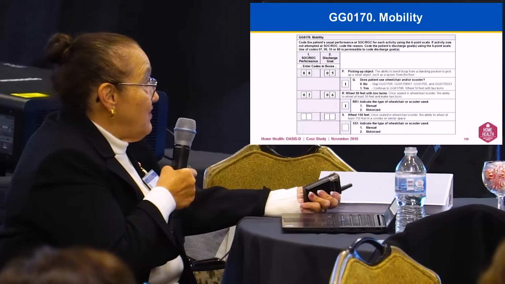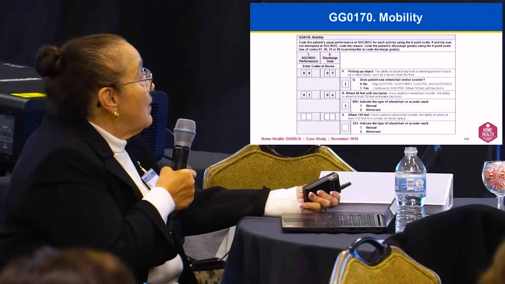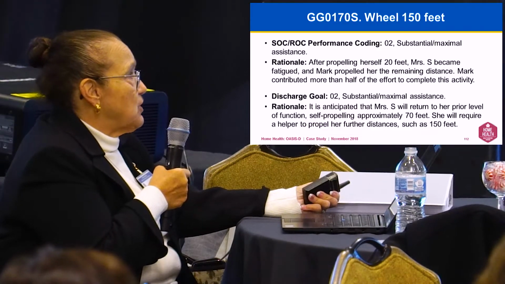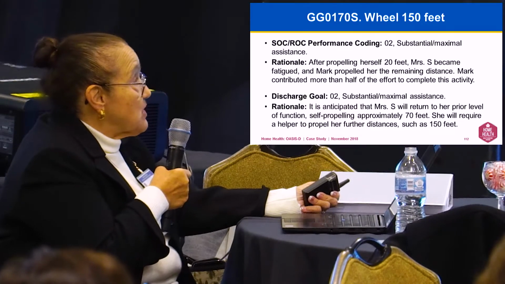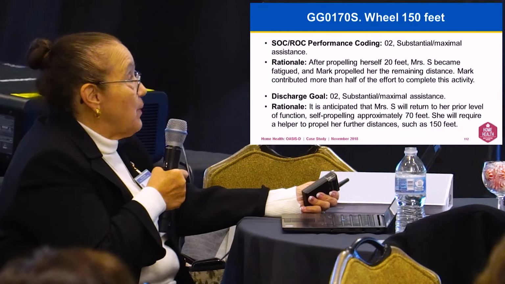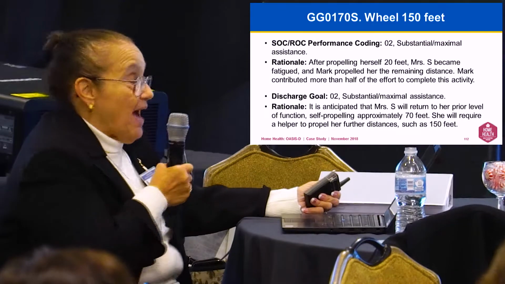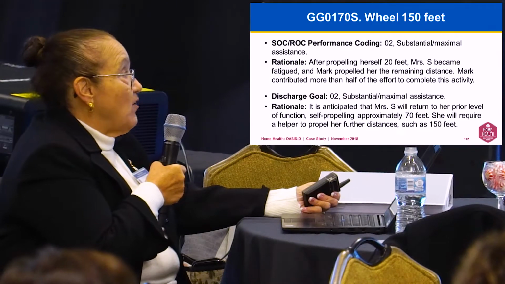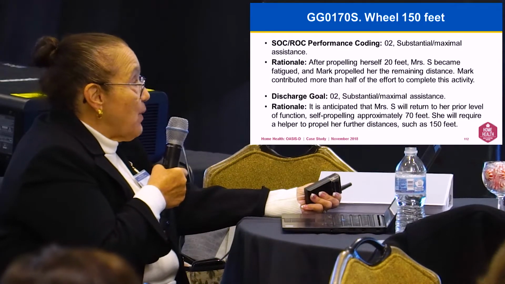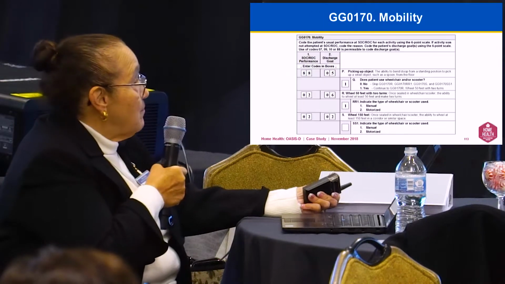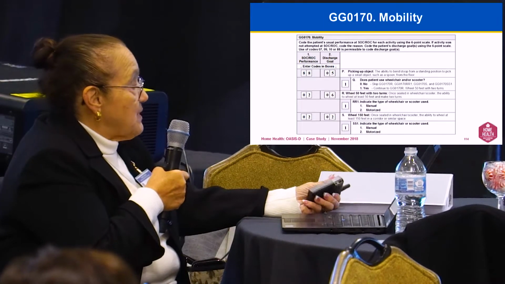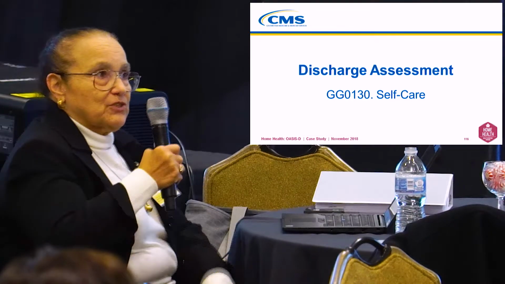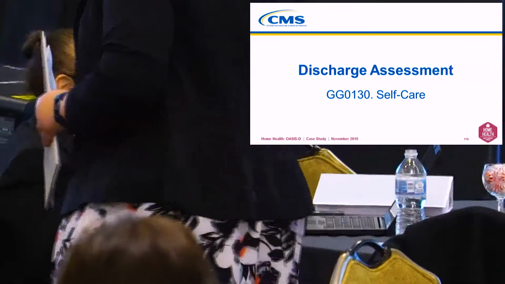S, wheel 150 feet. Here, we are indicating that it's an 02 on admission and an 02 on discharge. Because Mrs. S became so fatigued and her son had to move her the remaining distance, this is clearly more than half. We also know that prior to her injury, she could only self-propel 70 feet. She will always require a helper for 150 feet. And again, we indicate here that it was a manual wheelchair. And I'm going to turn this over to Charlotte, who's going to take us through the discharge assessment.